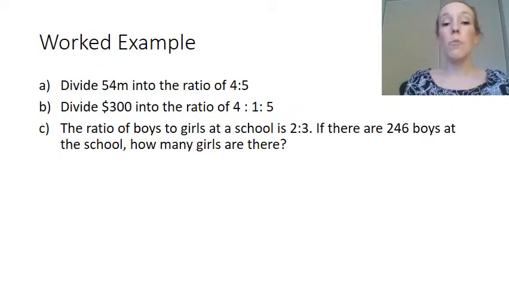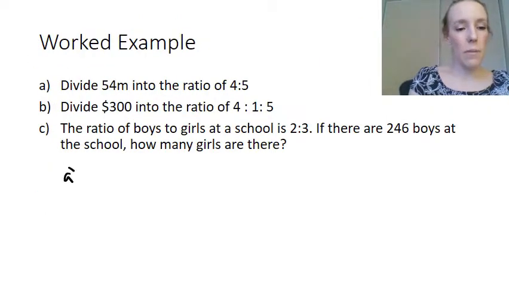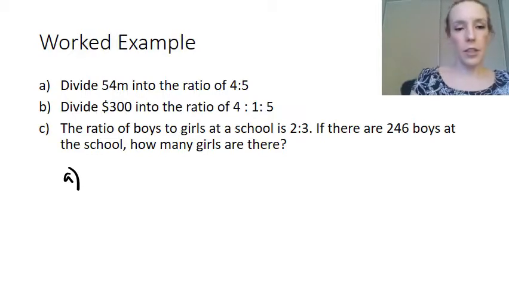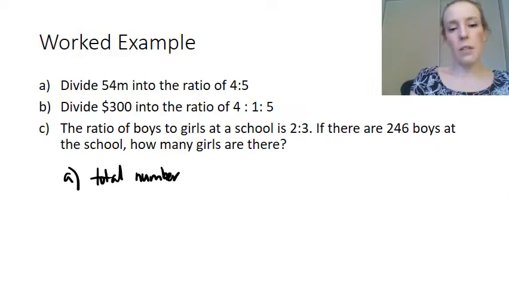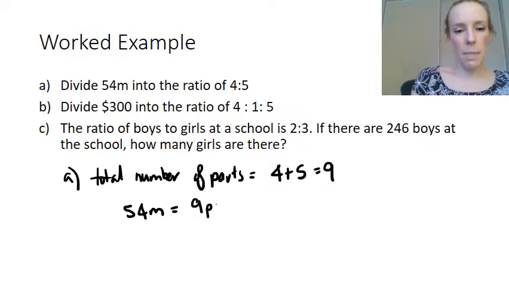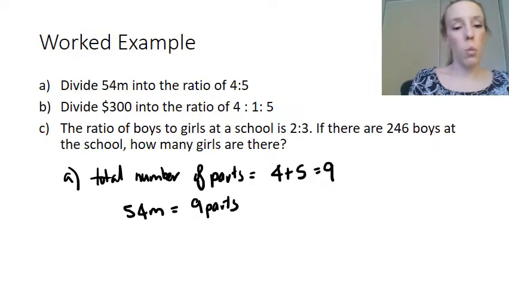Okay, so let's do some worked examples here. So for A, we've got 54 meters into the ratio of 4 to 5. So let's do it using the unitary method. So total number of parts, we're going to add them together. So the total number of parts is 4 plus 5, and that equals 9. So 54 meters equals 9 parts. So we're going to work out, well, what does 1 part equal?